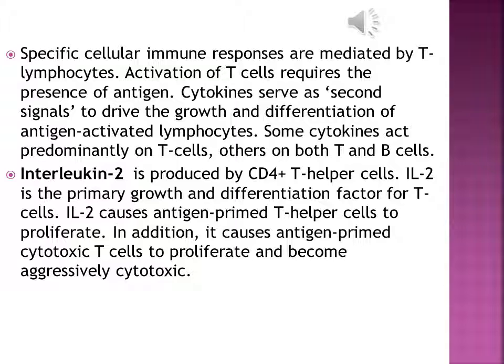Interleukin 2 is produced by CD4 T helper cells. Interleukin 2 is the primary growth and differentiation factor for T cells. Interleukin 2 causes antigen-primed T helper cells to proliferate. In addition, it causes antigen-primed cytotoxic T cells to proliferate and become aggressively cytotoxic. So it is very important in cell-mediated immunity.